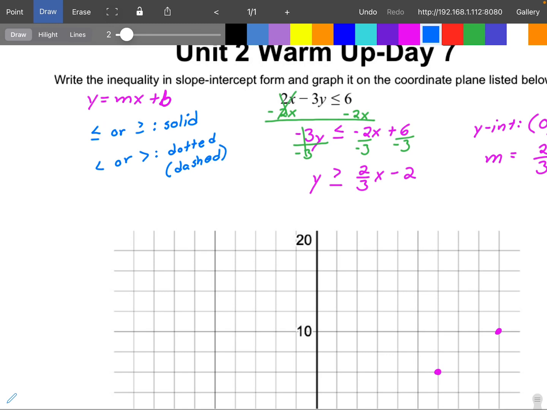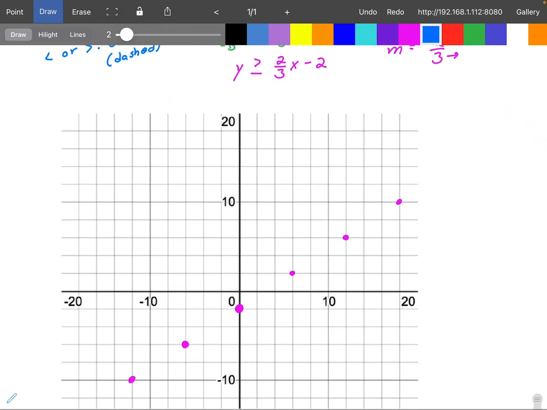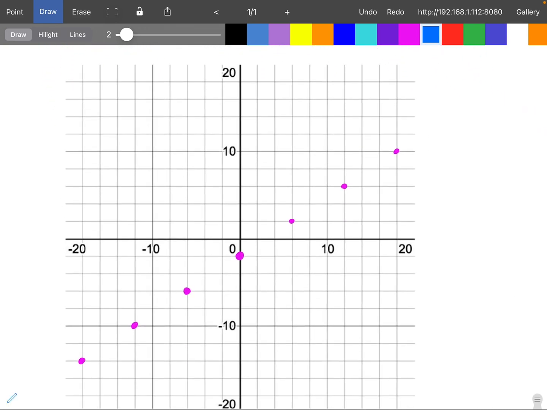So since we have the equal to bar under it, that means we're going to connect these dots with a solid line. If it was not equal to, then I would do a dashed or dotted line like this. Not very good, but all right, but ours is equal to, so we're going to connect with a solid line.